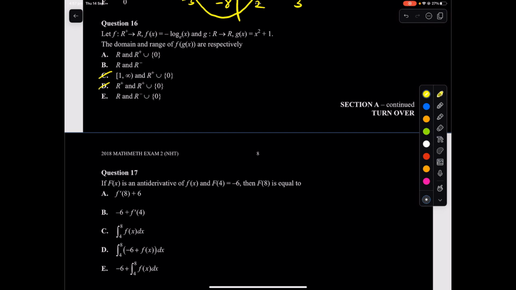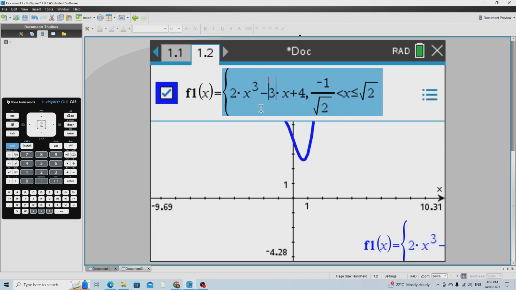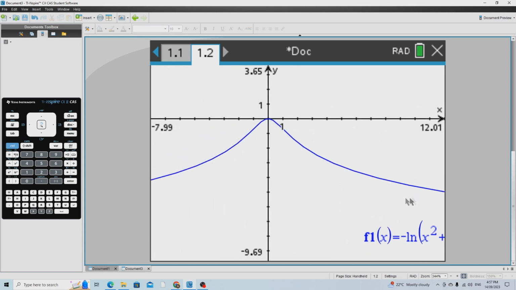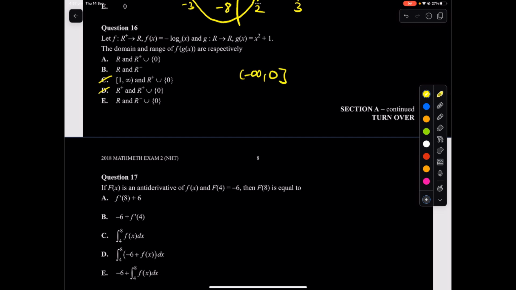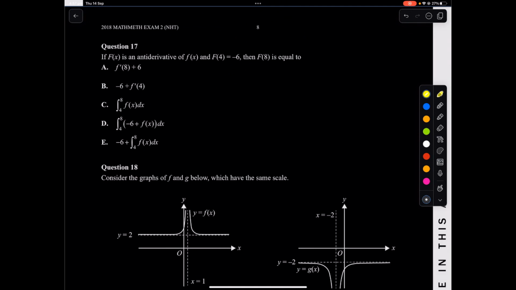What about the range? I'm just going to graph it. Done. Okay, so it goes from negative infinity to 0, but 0 is included. So the range is negative infinity to 0 included. Or this can be written as all reals negative union inclusion of 0, because it's included. So here's your answer.